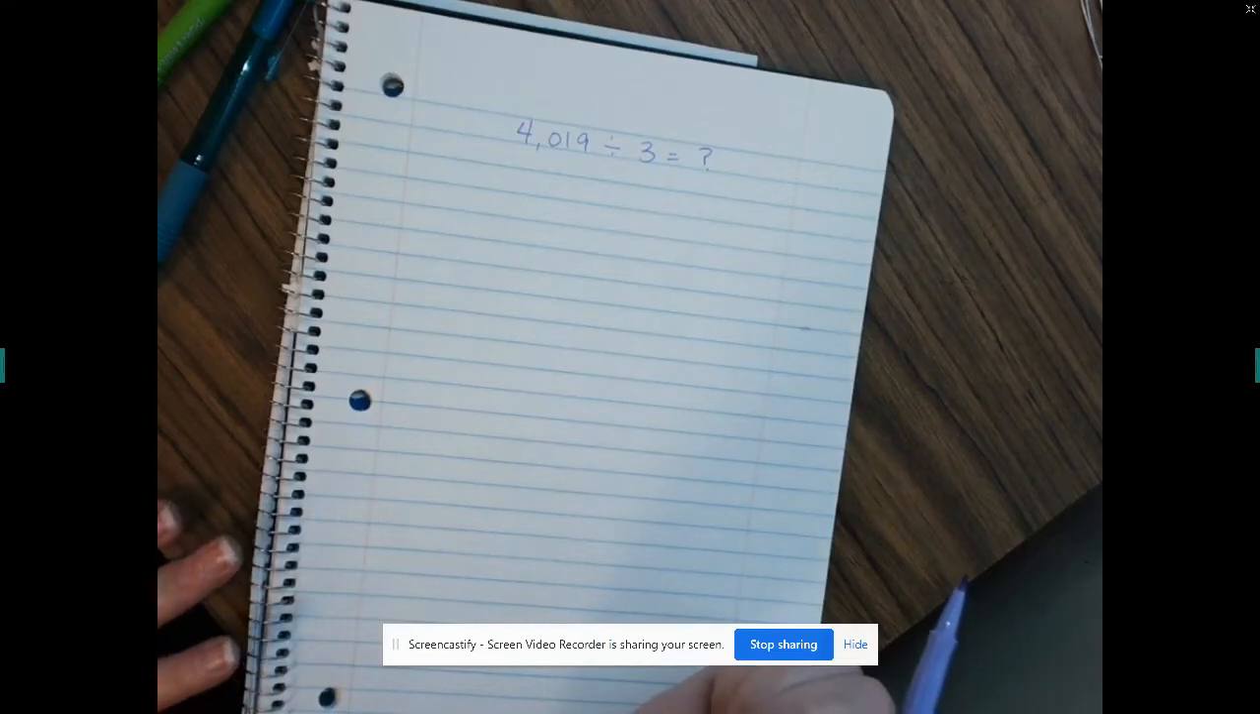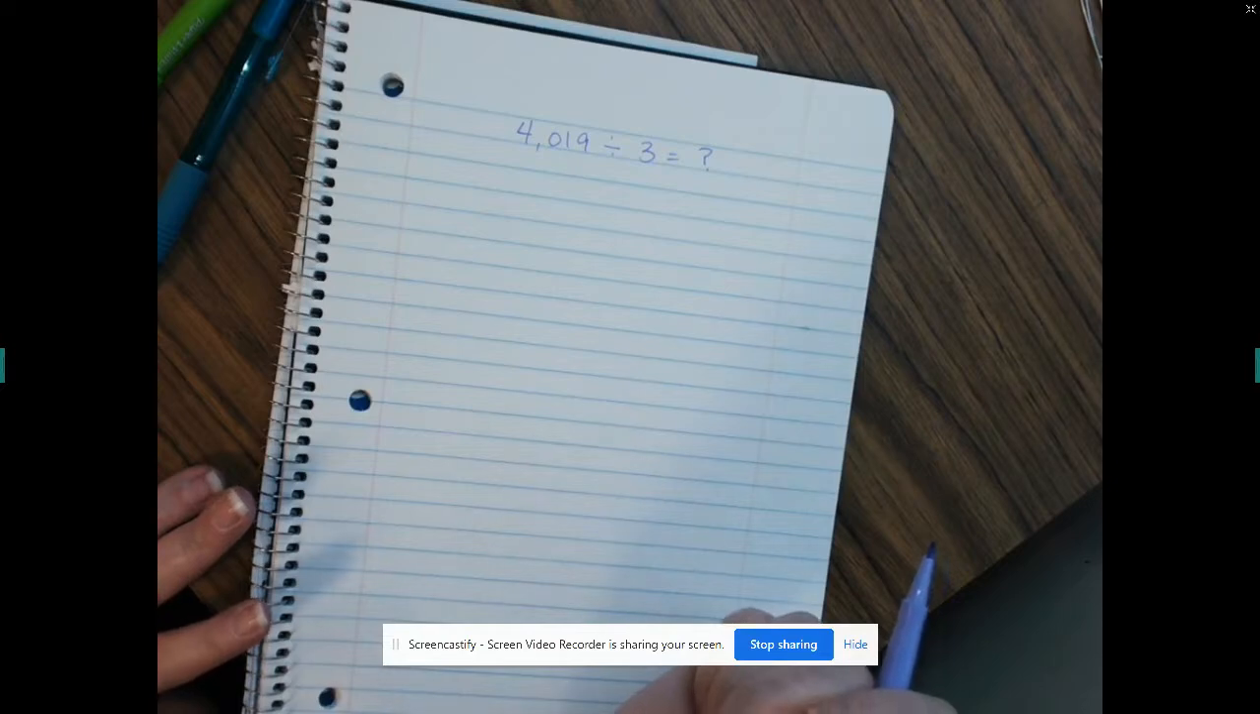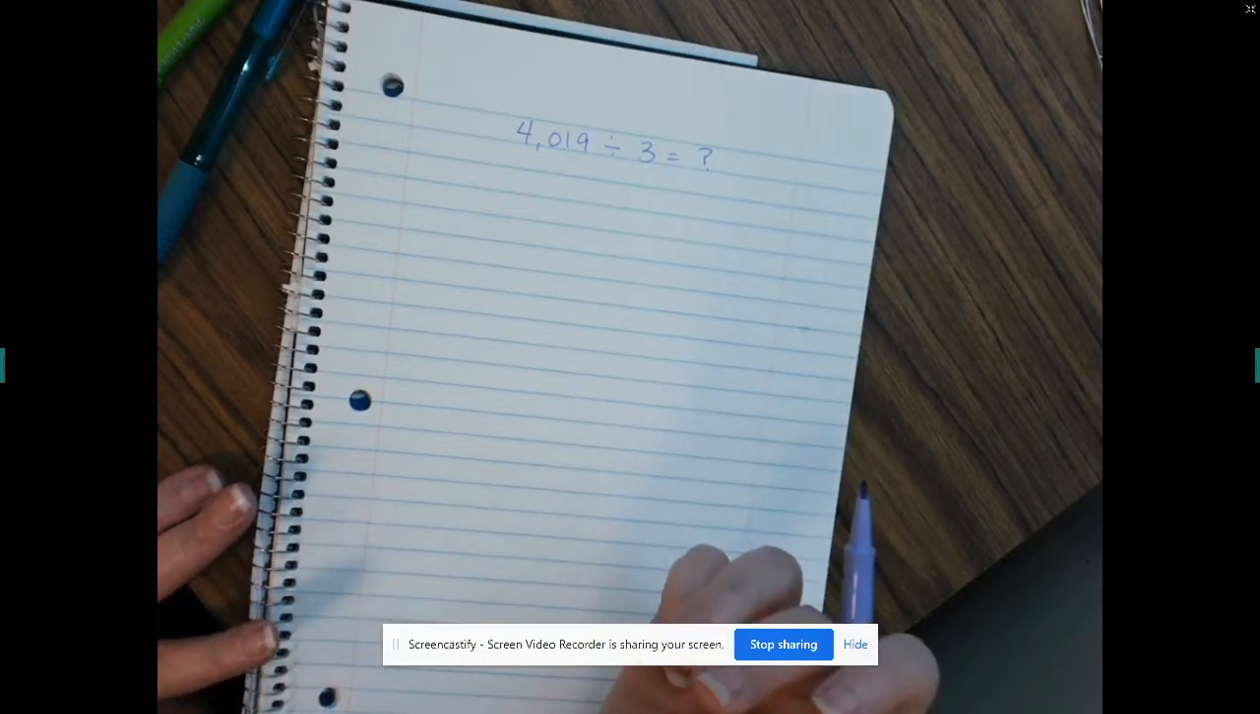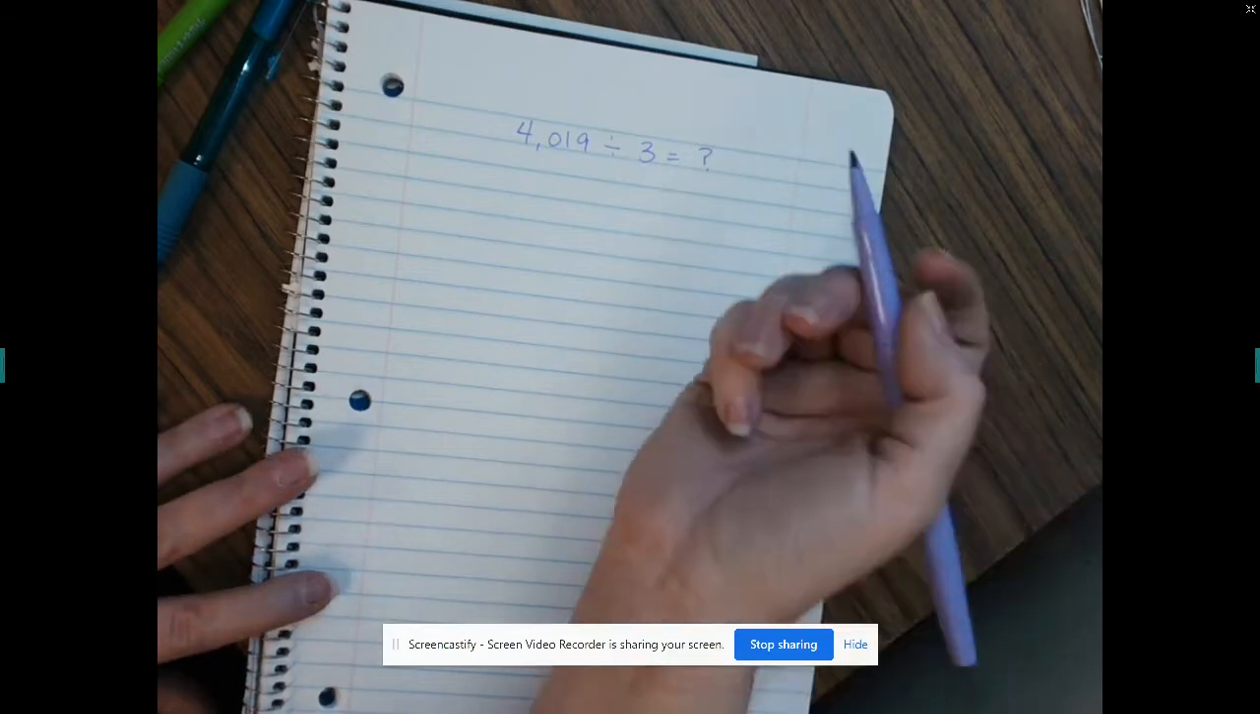Families, this is Mrs. Craig again today, and this time I'm coming to you with a strategy session for the division strategies and vocabulary that we've been using in our classroom.